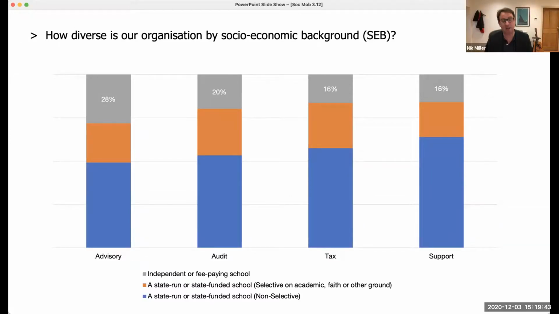This also relates to target setting on socioeconomic diversity. I don't know if that's come up in the conversation already, where the target for advisory might be different from the target for, for example, support. I don't have time to tell you why the data is so different in these areas, but if you're interested, we've written lots about it.